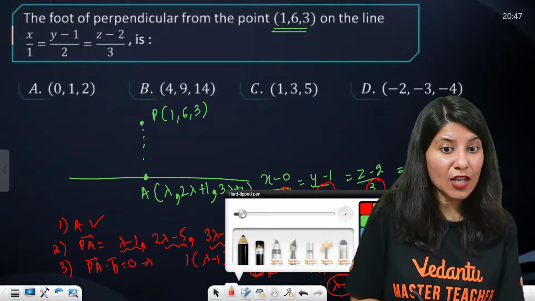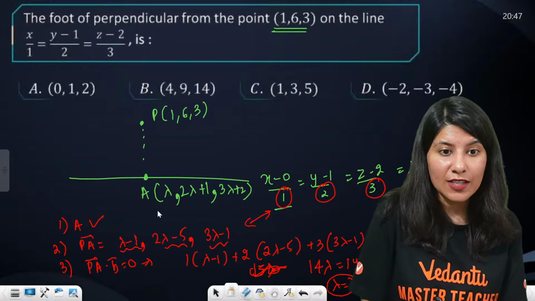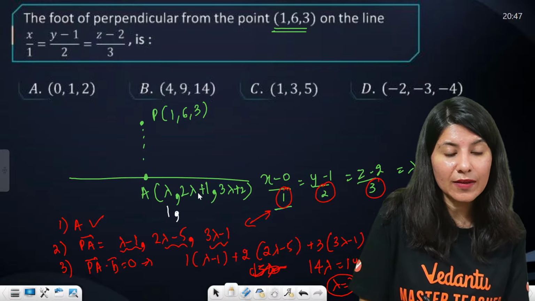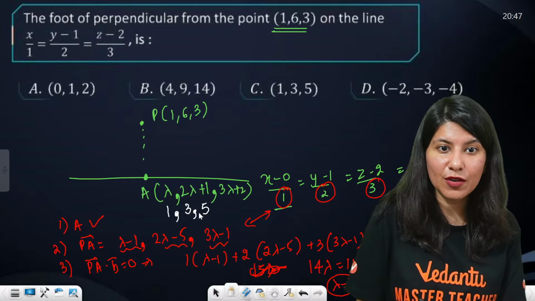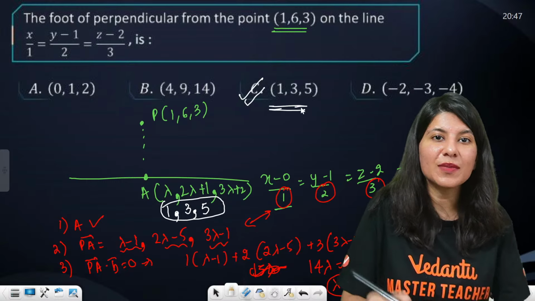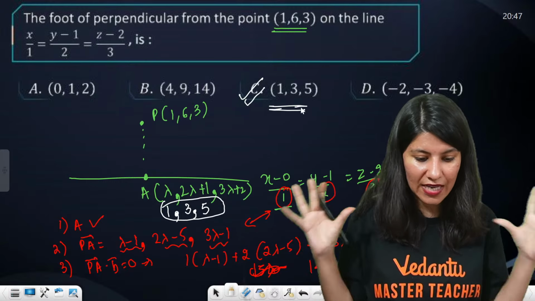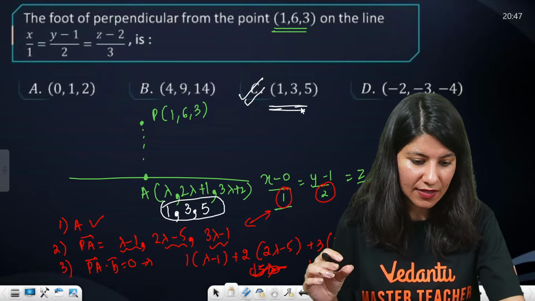Third step clear. Now the fourth step: the moment you get the value of lambda, put it in step 1. So if lambda is 1, your answer is (1, 3, 5). (1, 3, 5) is your foot of perpendicular. Can you see (1, 3, 5) is matching with option number C? Easy peasy lemon squeezy. Tell me yes or no. Tell me, did you understand this or not?